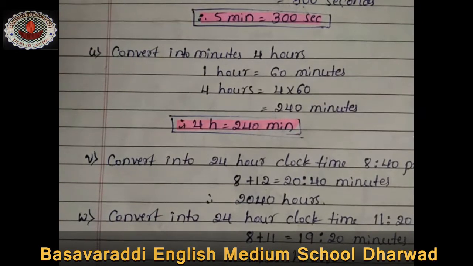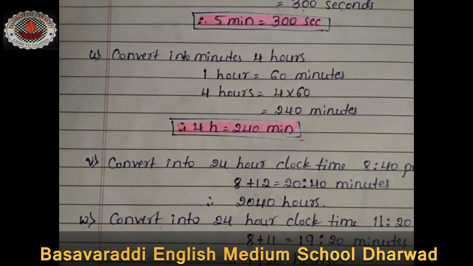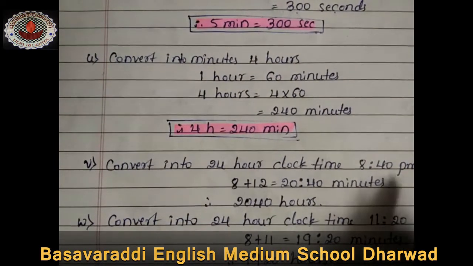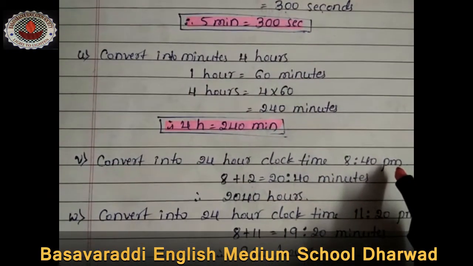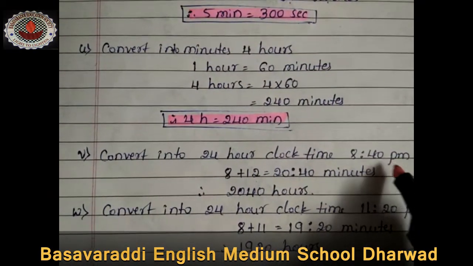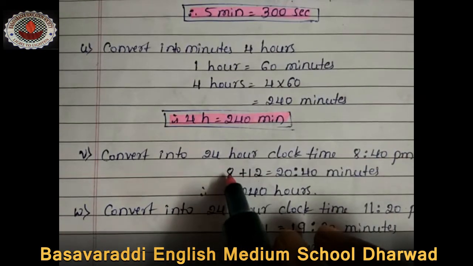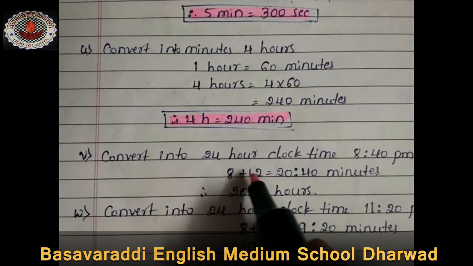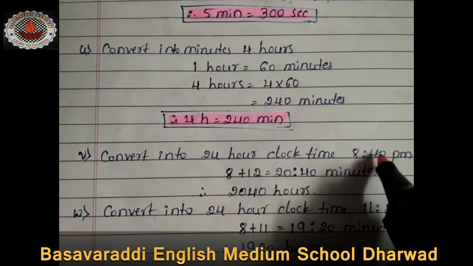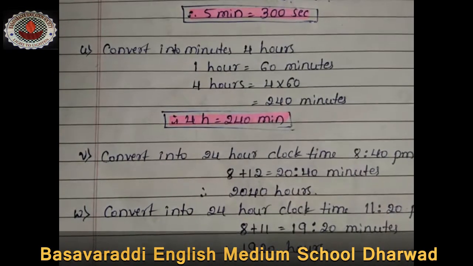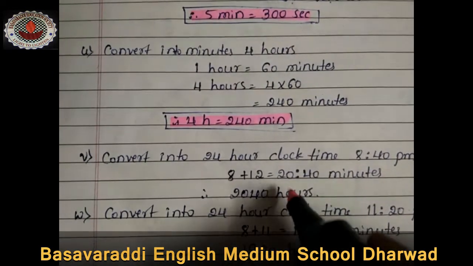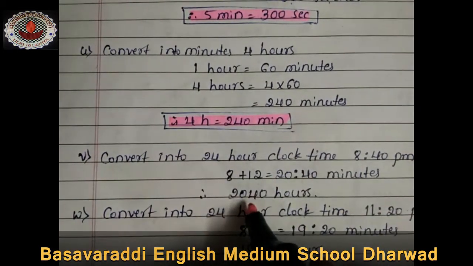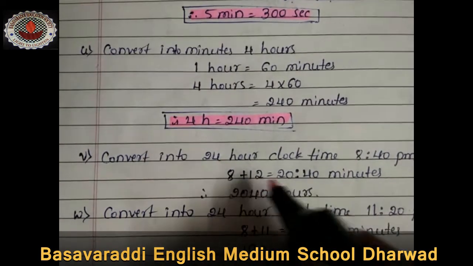Next, V question is convert into 24-hour clock time. 8 hours 40 minutes PM. PM is post meridian. So add 12 to the 8, we get the 24-hour clock time. So 8 plus 12 is 20. Write 40 as in the question. So the answer is 20 hours 40 minutes. So converted into the 24-hour clock time, that becomes 2040 hours.